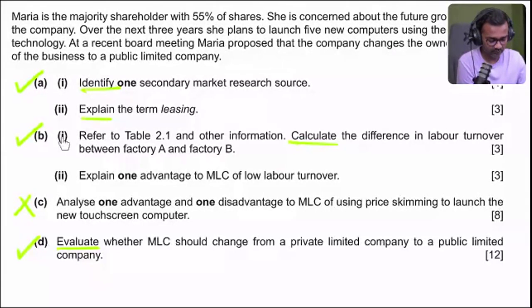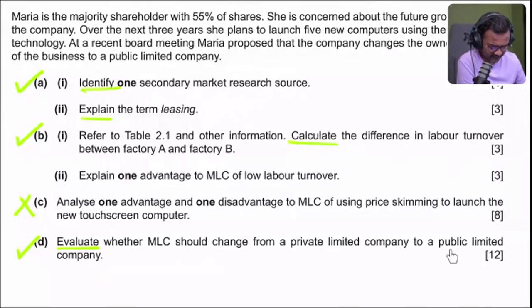Then B part one will be a calculation, and obviously you'll be given reference to a table, maybe some other information, and we'll be looking to calculate labor turnover. Then part C, we're not doing that, so let's forget about it for now. Part D is evaluate whether MLC should change from a private limited company to a public limited company.